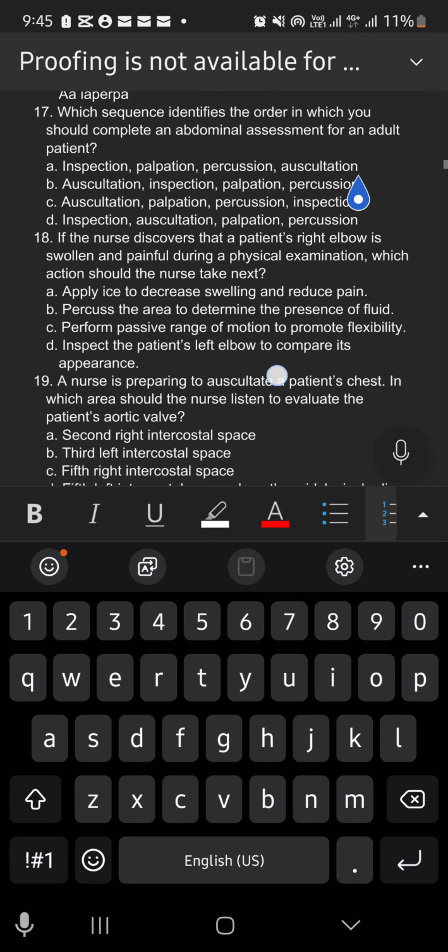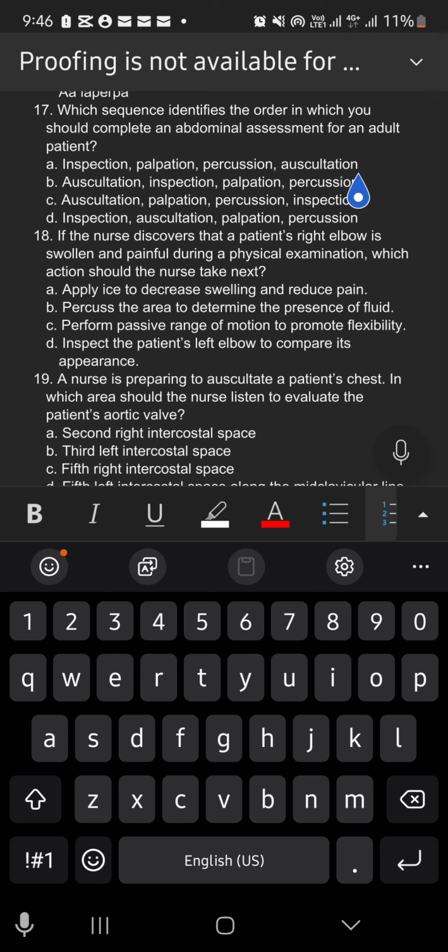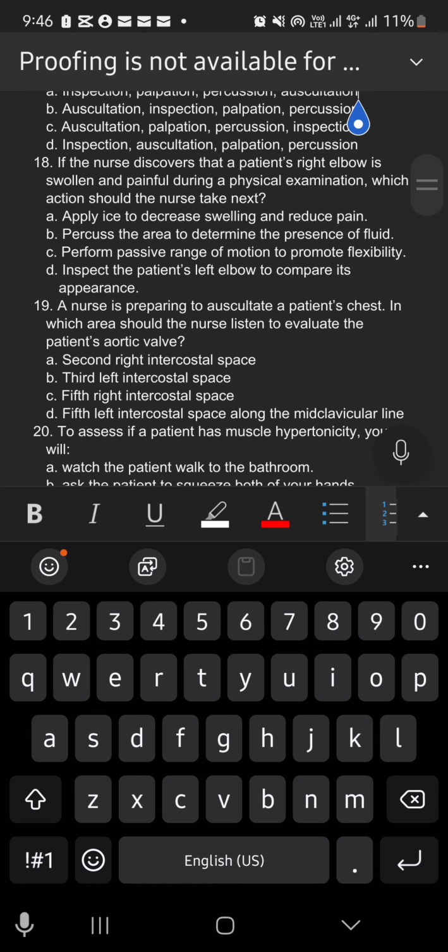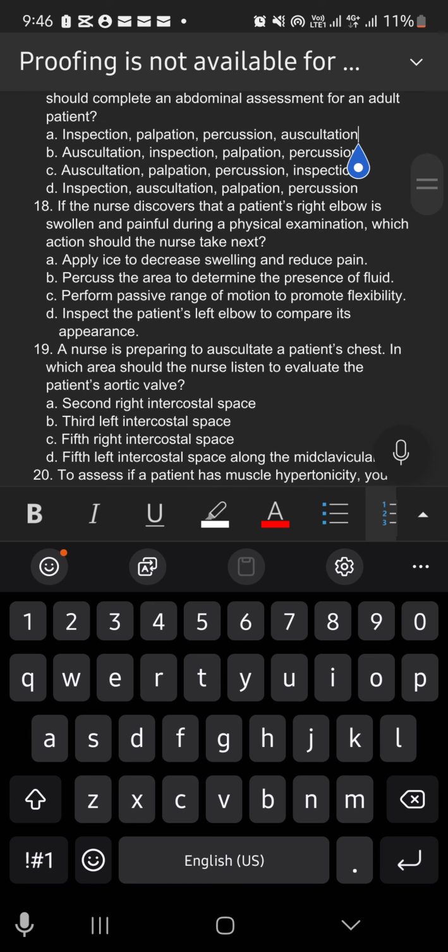Number 18. If the nurse discovers that the patient's right elbow is swollen and painful during examination, which action should the nurse take next? Okay, again, the question is, which action should the nurse take next? So there is an assessment already. The patient's right elbow is swollen, so you did your assessment. That is not what is being asked here.